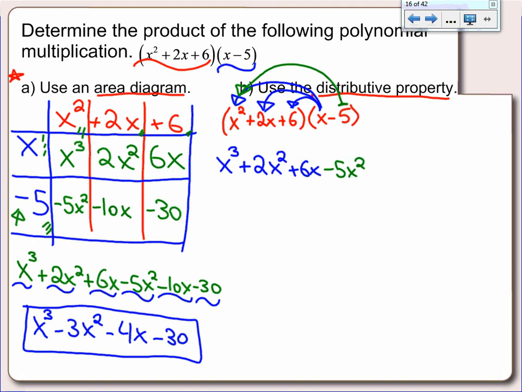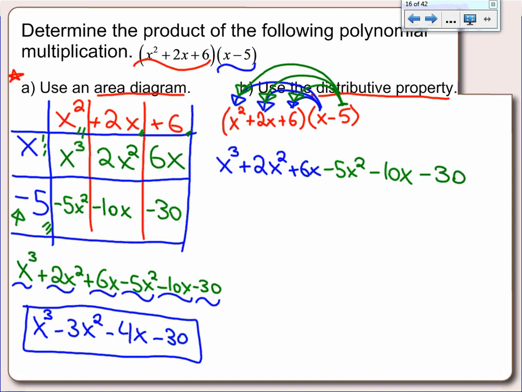I take negative 5 and I distribute it into the second thing that we see. Negative 5 times 2x would be negative, because a negative times a positive is always a negative. 5 times 2 is 10. And then the x is still a regular single x. And our last distribution will be negative 5 times 6 to give me negative 30.